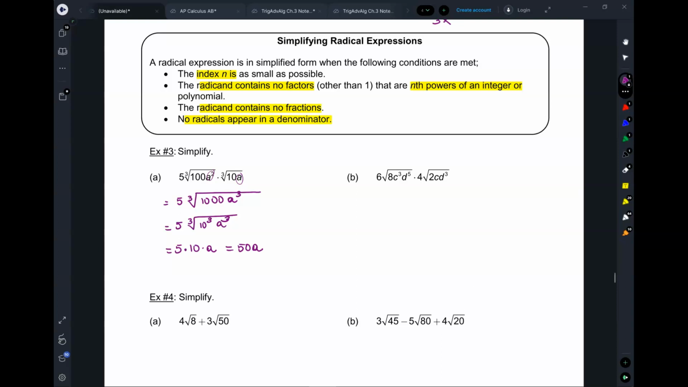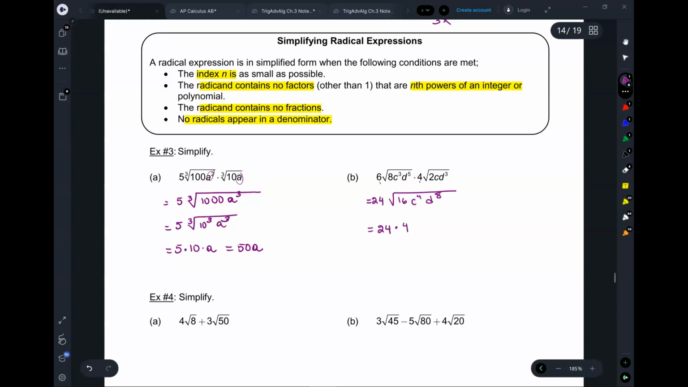So here we're gonna do the same thing. 6 times 4, those are the coefficients. They combine to make 24. And then here, this is a square root now. I'm going to get 16. C to the how many? 4. D to the how many? 8. So I get 24 times root 16, 4.